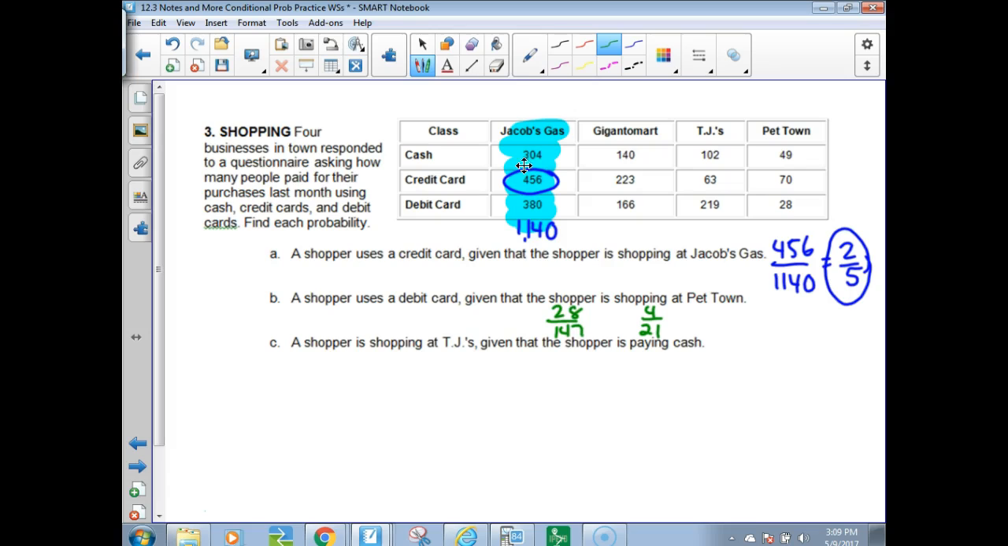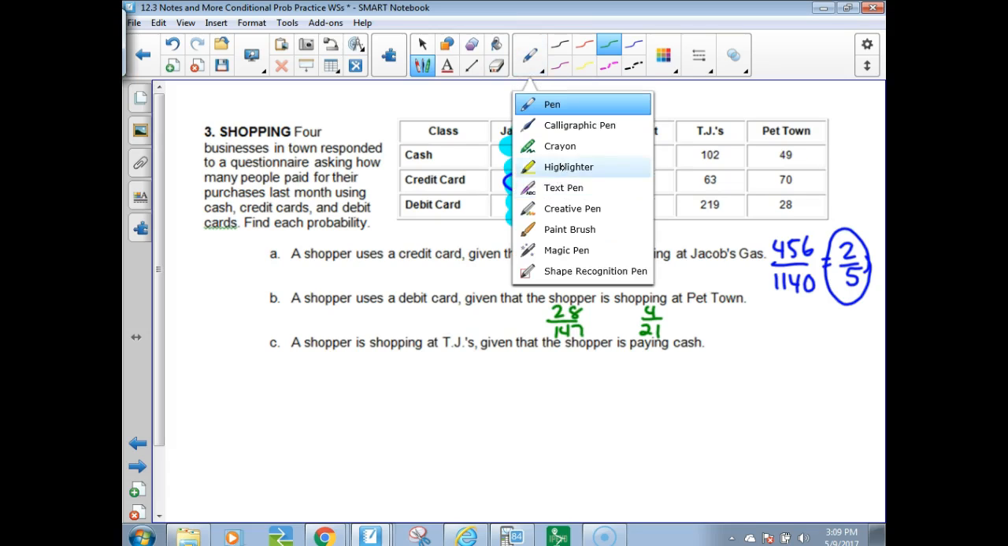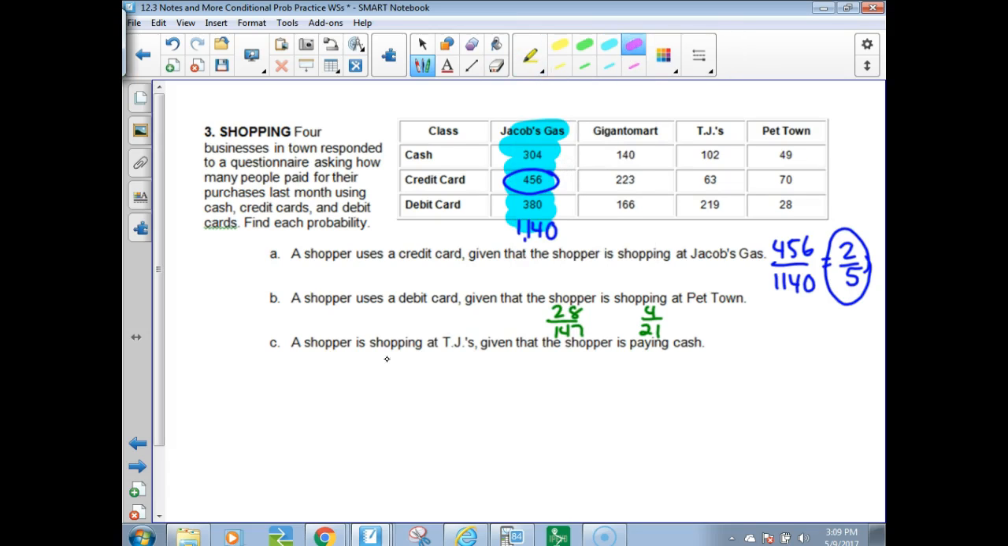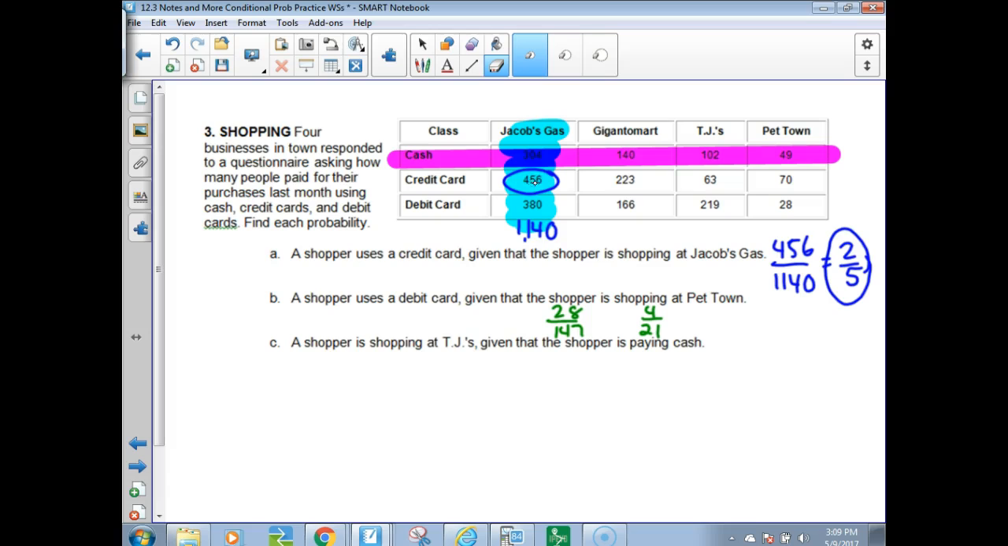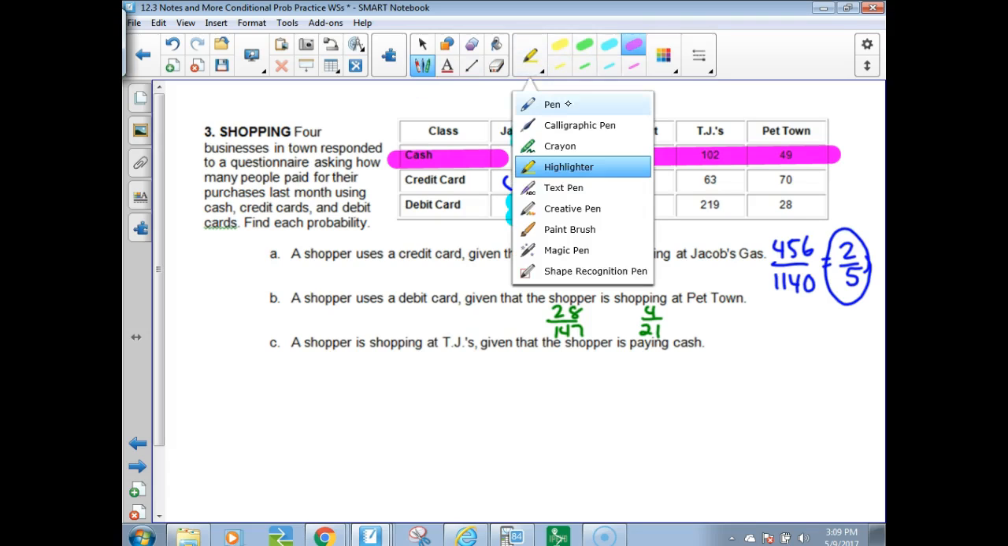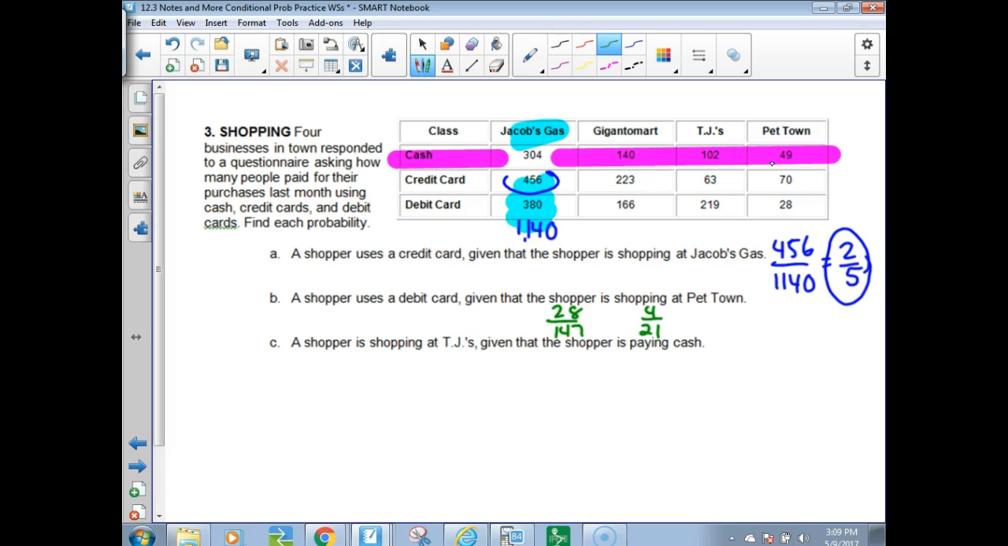All right, this is the one you might have had boo-boos on. Let's be careful and make sure you're paying attention to how you should have done the last one. The shopper is shopping at TJ's given that the shopper is paying cash. This one's not vertical like the last two. This one's horizontal. We can actually see this number. It says a shopper is shopping at TJ's. We need to find out how many people are paying cash. We've got to add up all these across.